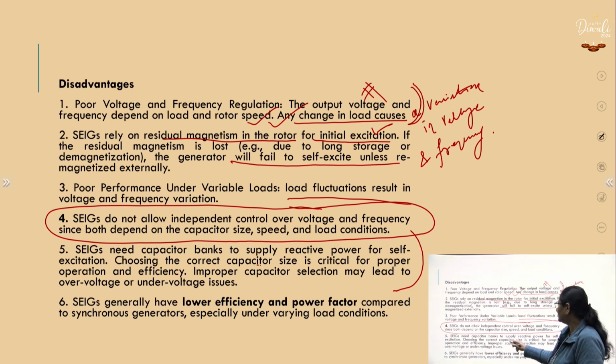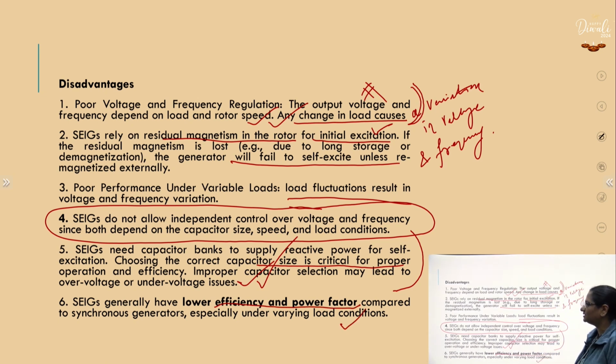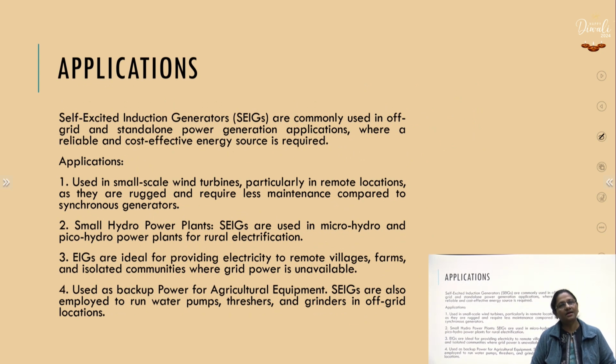Choosing a correct capacitor size is critical for proper operation and efficiency, and improper capacitor selection will lead to overvoltage or undervoltage issues. Further, these generally have lower efficiency and power factor compared to the synchronous generator, especially under variable load conditions. These are the certain application areas for the self-excited induction generator.